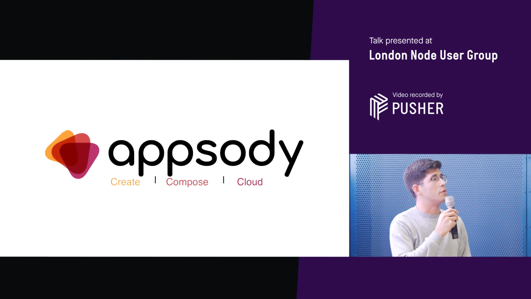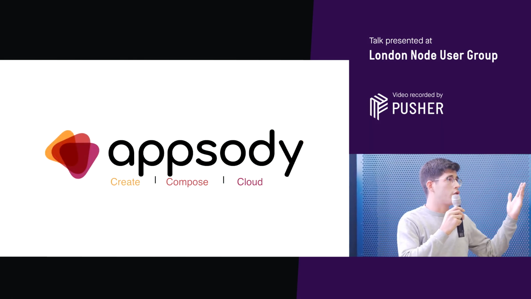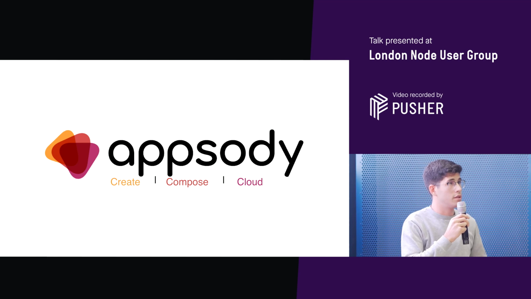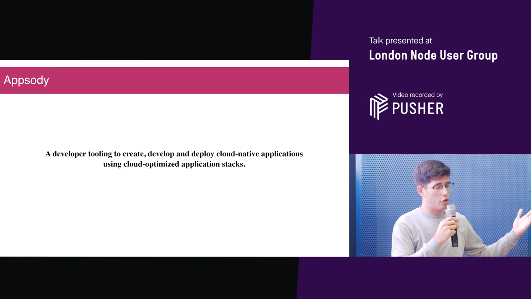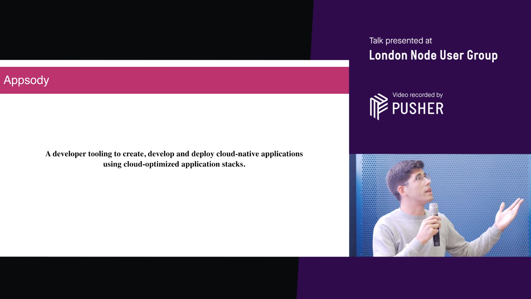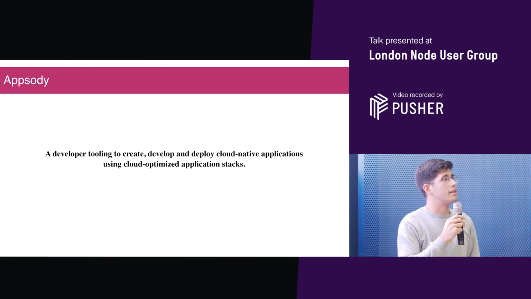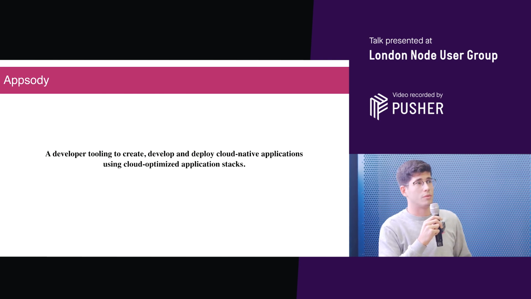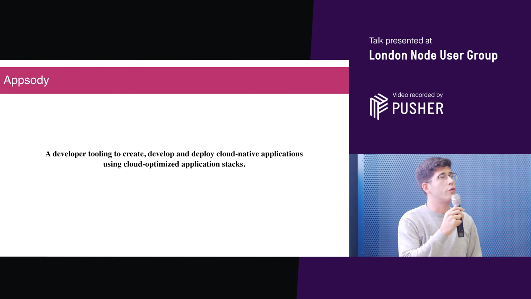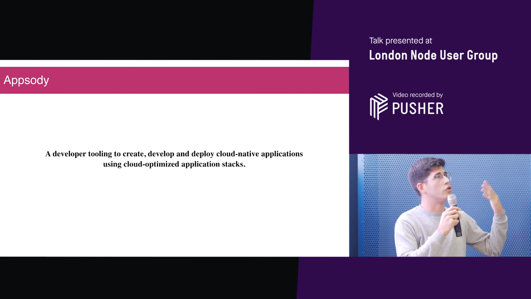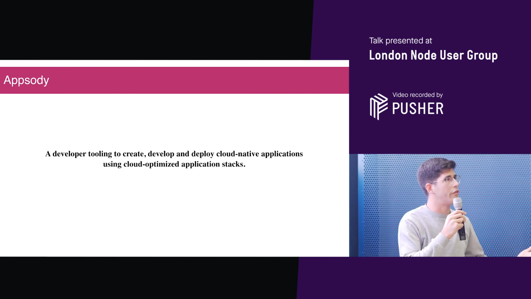It's something called Rhapsody, which enables you to create and compose cloud-native applications. To summarize this in one simple line, it's a developer tooling to create, develop, and deploy cloud-native applications using cloud-optimized application stacks. So you may ask, what are stacks? That's the heart of Rhapsody. Stacks are pre-configured applications that your solutions architect will configure for the developer.